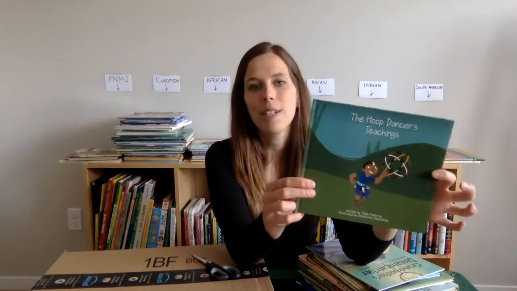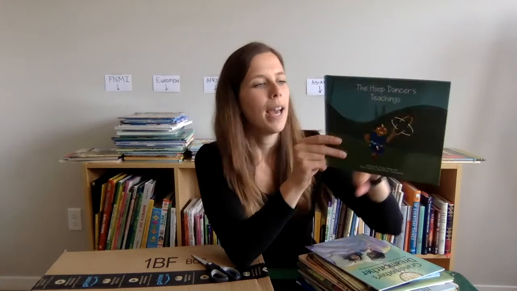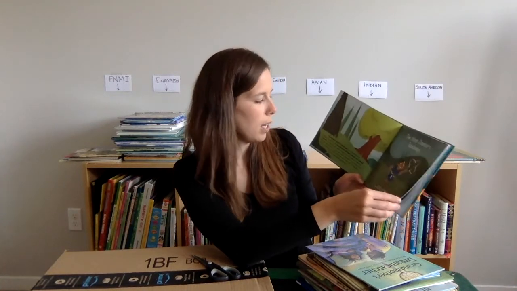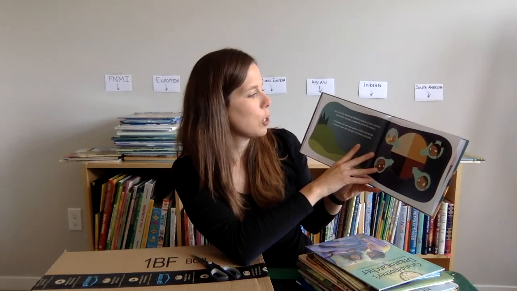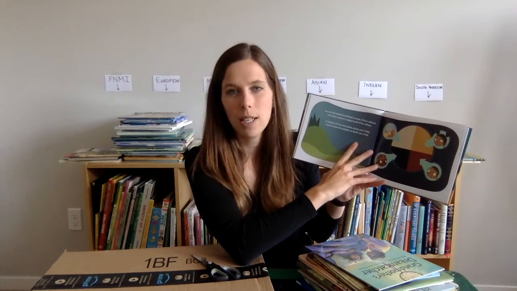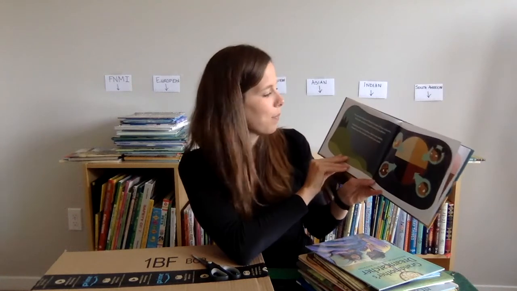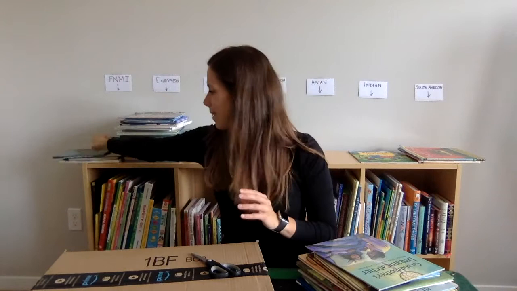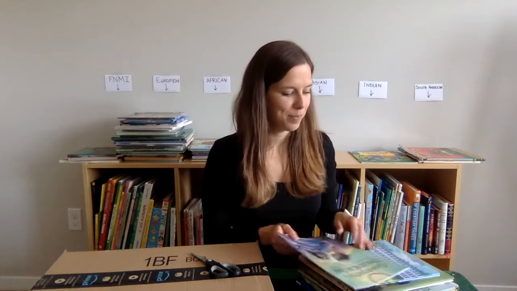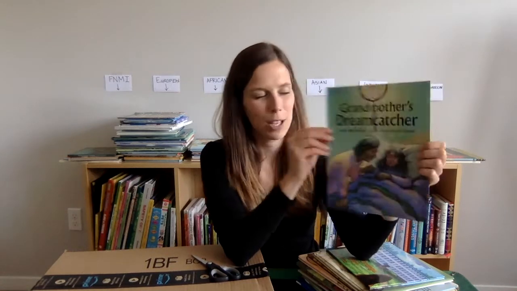Next book I have is called The Hoop Dancer's Teachings, and this is written by Teddy Anderson. I really like this book because it has simple language for my students to read and enjoy. It says, you see the medicine wheel is made of 4 colors and each section is equal to all of the others. So it really explains some of the First Nation Métis Inuit teachings. So, The Hoop Dancer's Teachings. That feels really good.